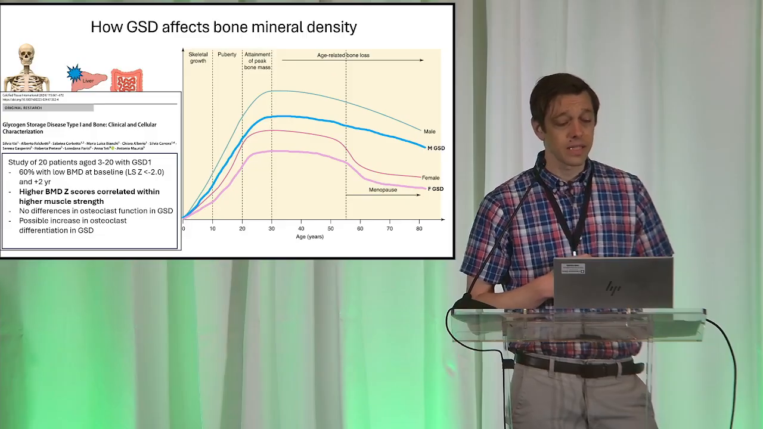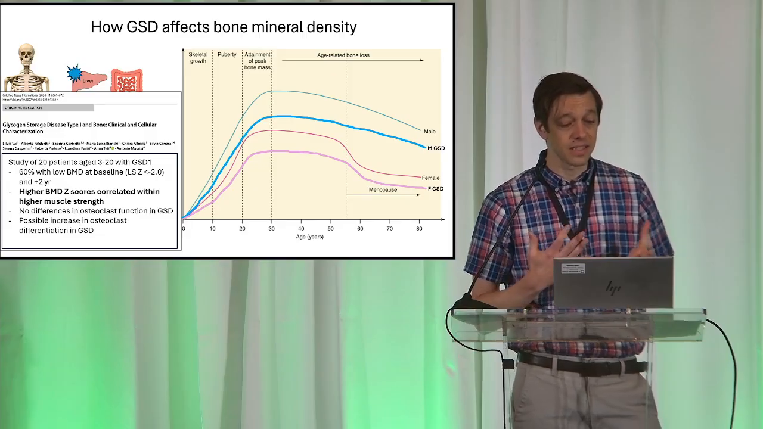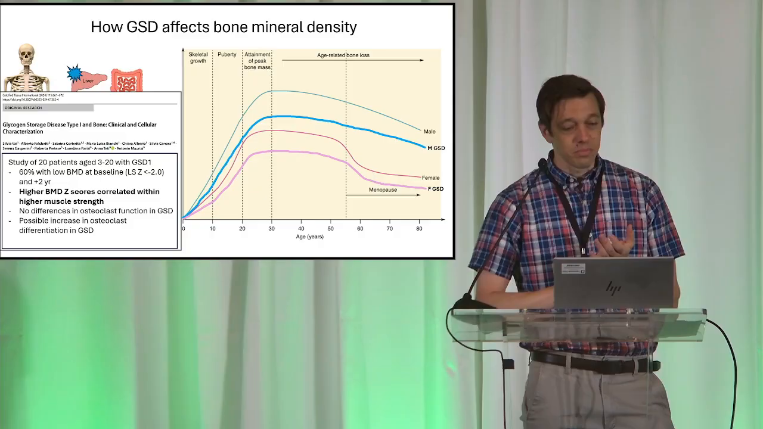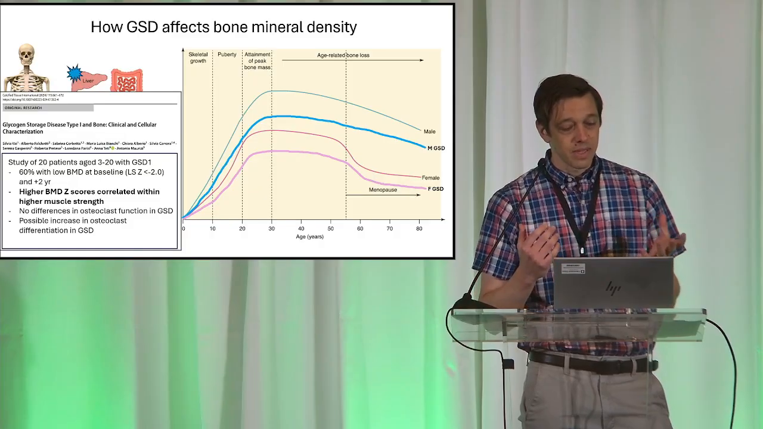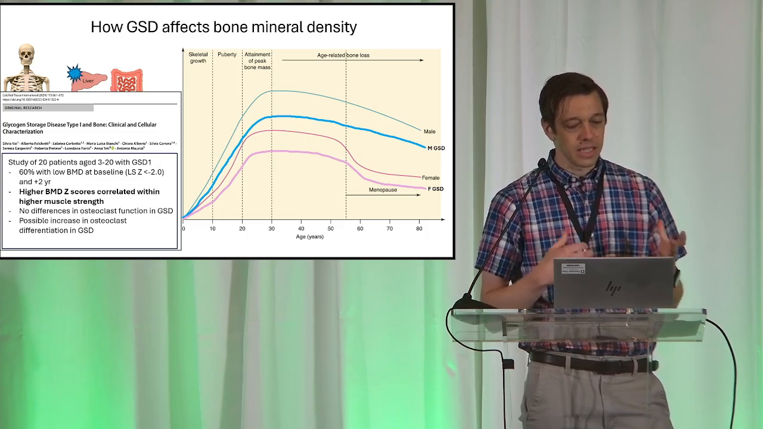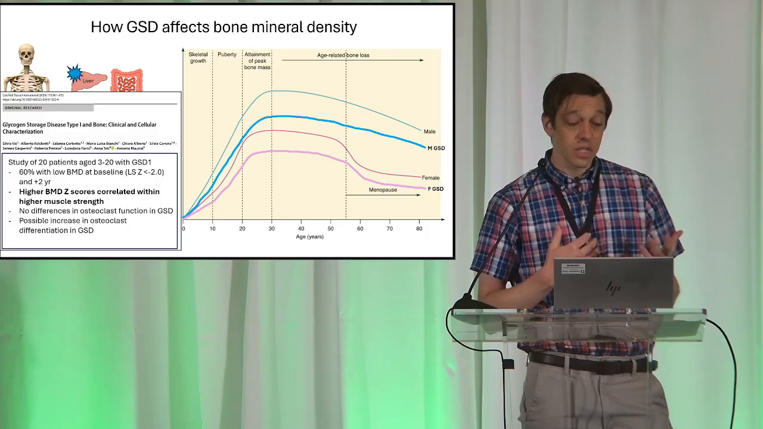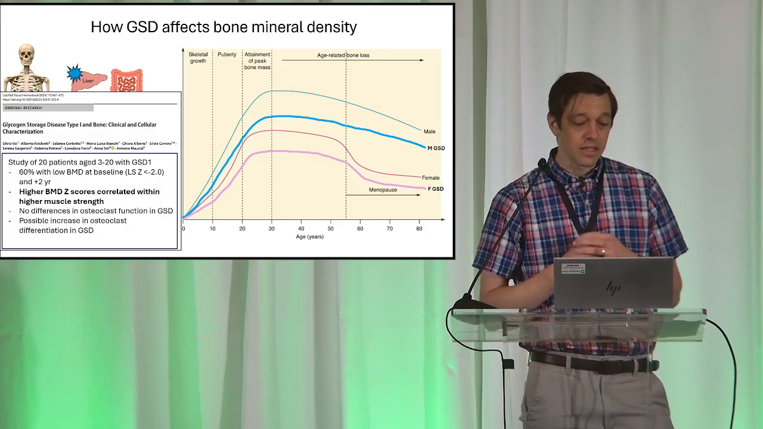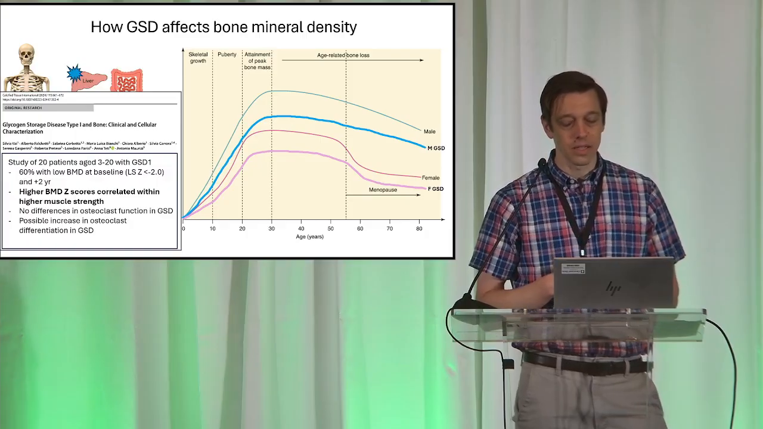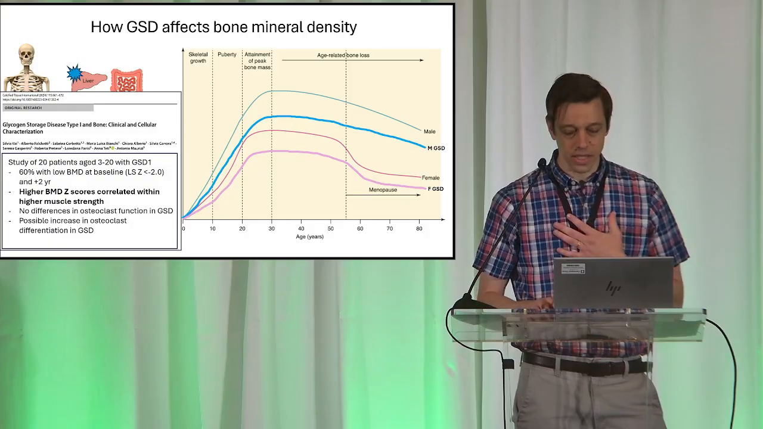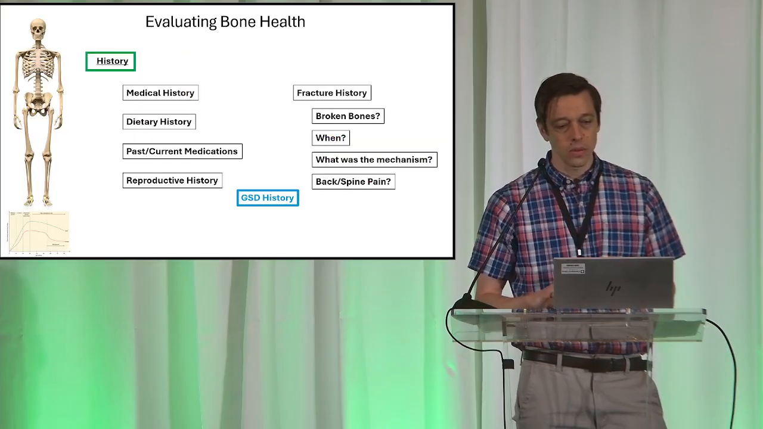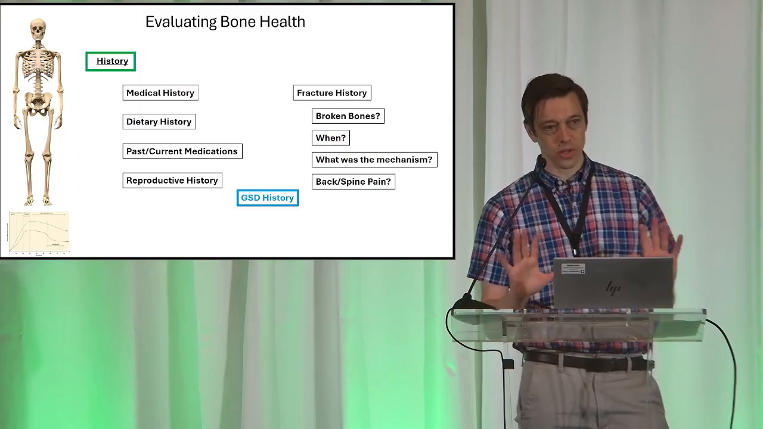That said, they did find that there was an increase in the number of osteoclasts, those cells that break down bones, in individuals with GSD and lower bone mineral density. So it suggested that maybe there actually is some factor, whether it's inherent or secondary to the process.